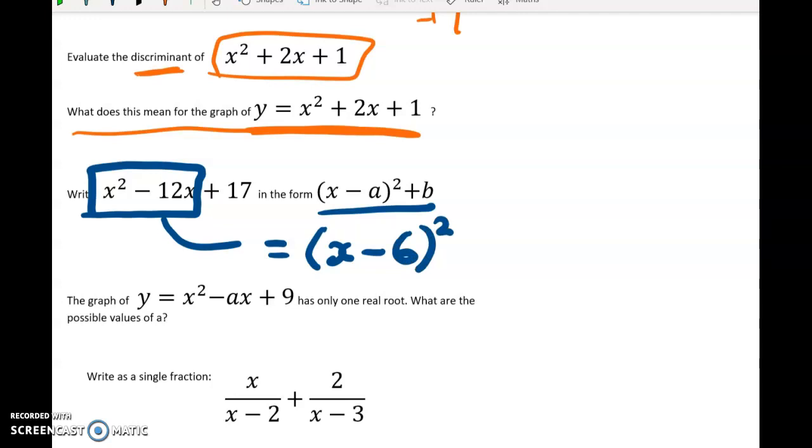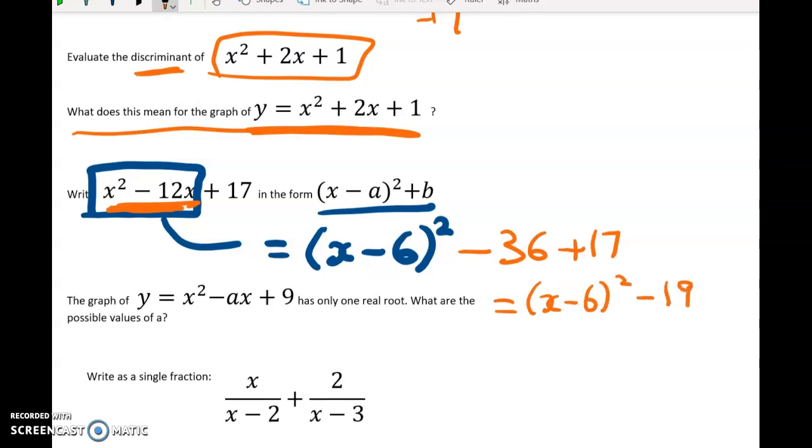But x minus 6 squared does not give me exactly x squared minus 12x. It gives me x squared minus 12x plus 36. We don't want that extra 36, so we immediately undo it. We take it out. Okay, so that's how we rewrite that one into completing the square form. And just to finish that off, we get x minus 6 squared minus 19.